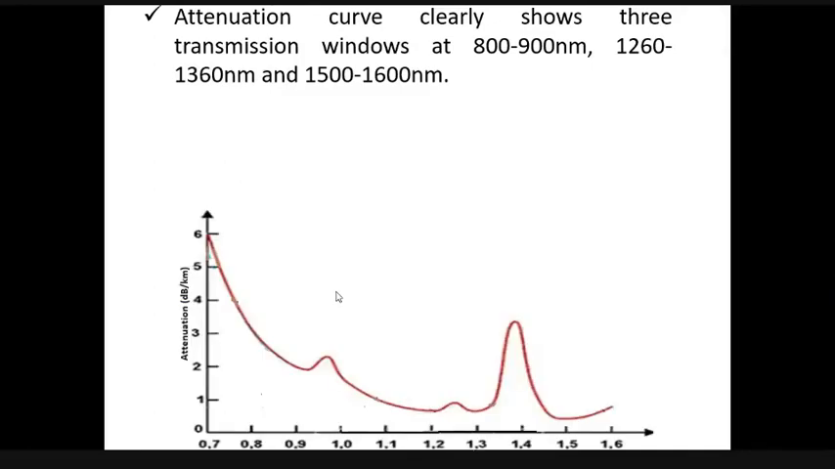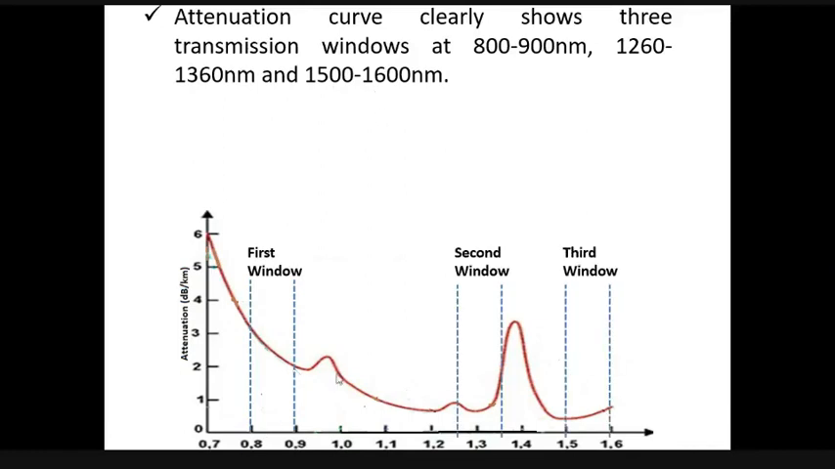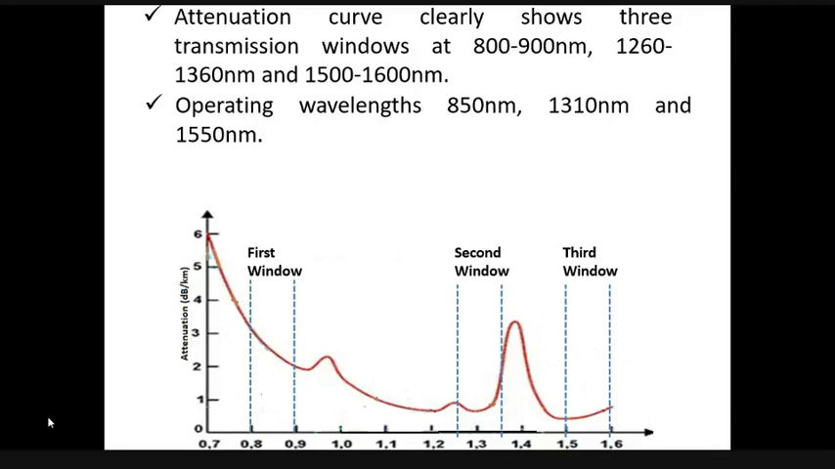In this attenuation curve, we have three transmission windows. Transmission window means that we want to send a signal using this optical fiber or silica fiber at these three windows: 800 to 900, 1260 to 1360, and 1500 to 1600 nanometers. In these three windows, the losses are small as compared to the surrounding. So we send the signal through these windows, and we generally use the operating wavelengths 850, 1310, and 1550 nanometers for sending the signal.